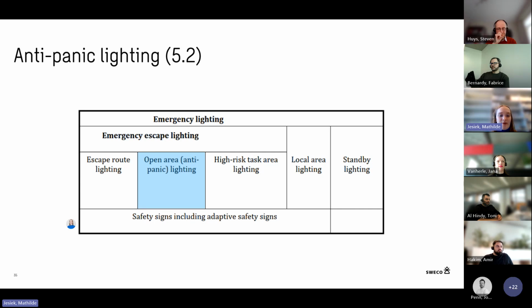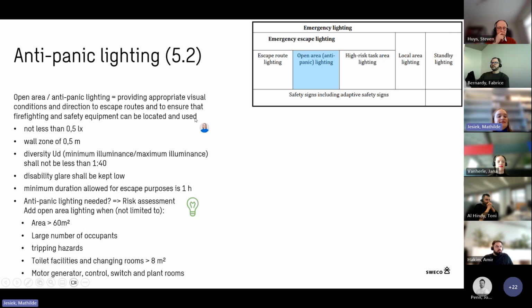Then when we look at open area lighting, also known as anti-panic lighting, the rules haven't really changed. So that's a good one. We provide 0.5 lux in the anti-panic areas. We can use a wall zone of 0.5 meter. Then also some attention for uniformity, glare. This hasn't really changed. Only here, when you need to apply anti-panic lighting, we were already applying these rules, but they were based on multiple different standards. Now they are all clearly mentioned in the 1838.